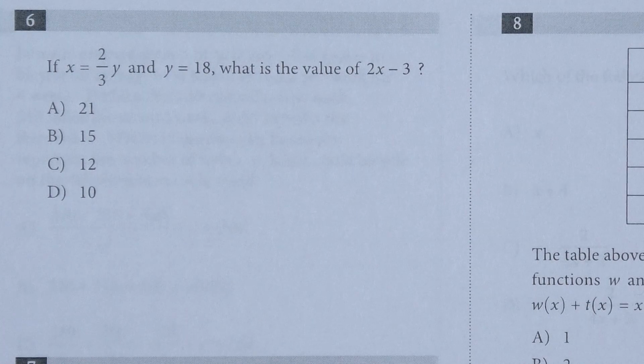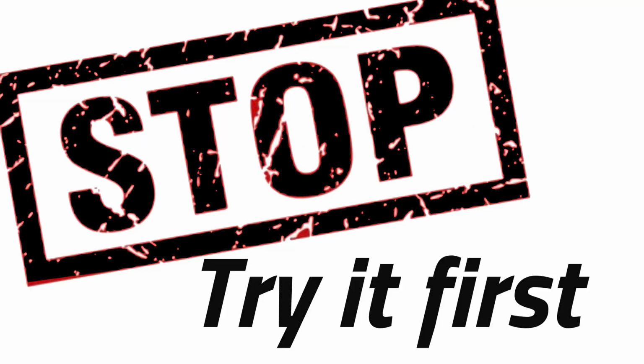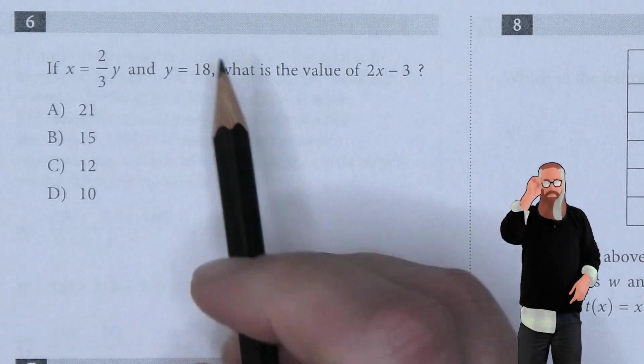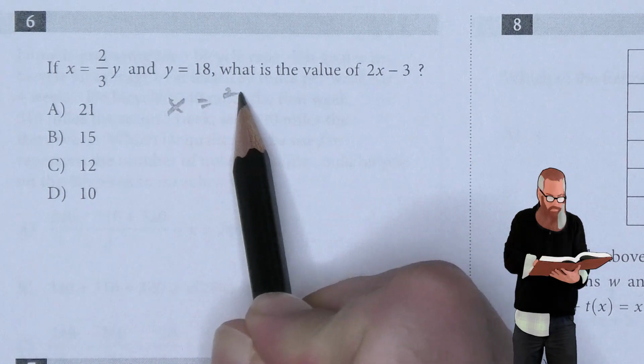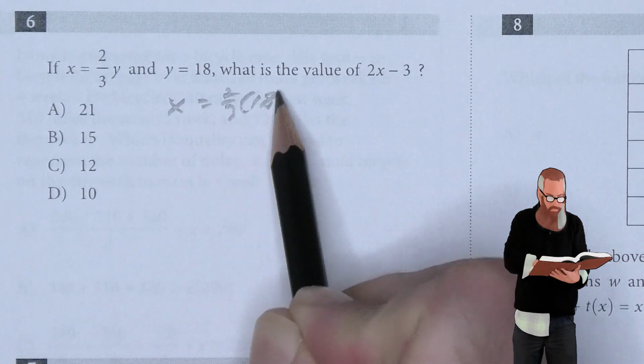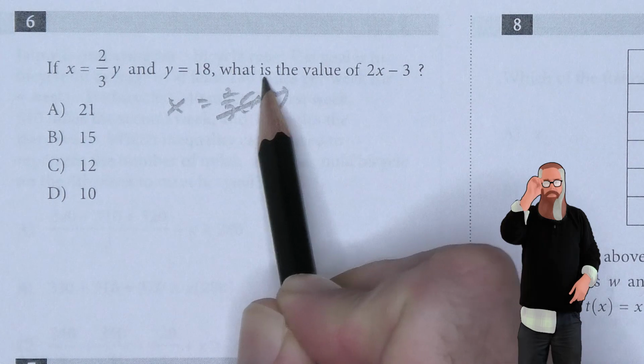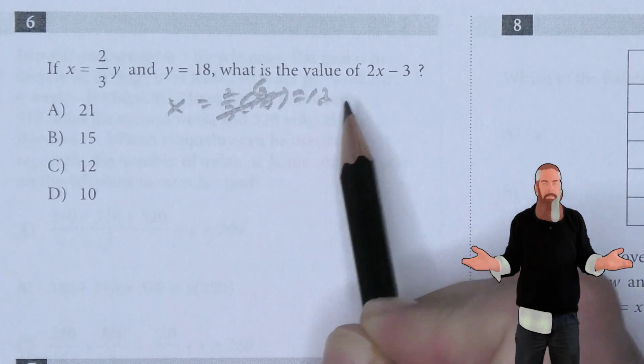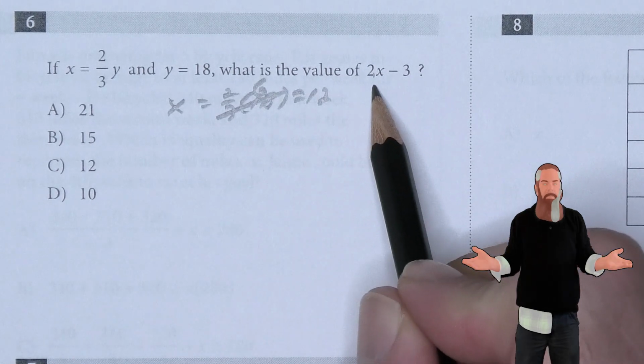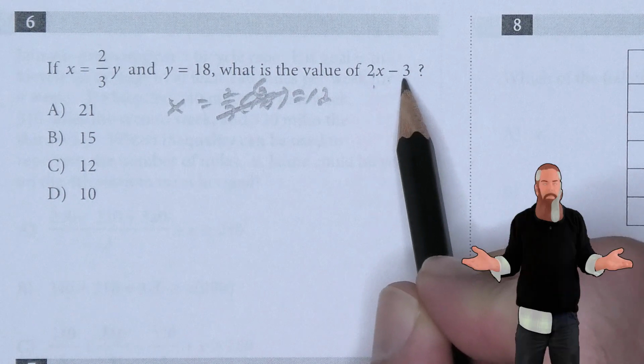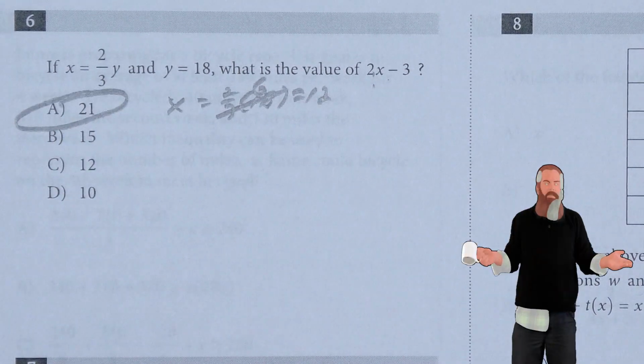If x is equal to 2 over 3 y and y is equal to 18, what is the value of 2x minus 3? Let's start by substituting 18 into this original equation so that x is 2 over 3 times 18, which means 2 times 6, so x is 12. So 2 times 12 is 24, minus 3 is 21, A is the answer.